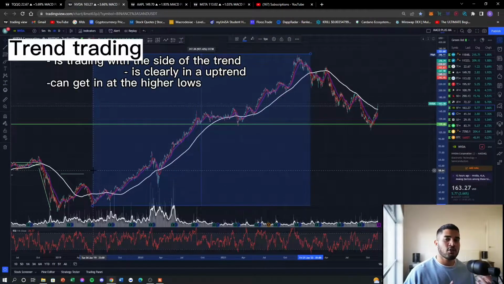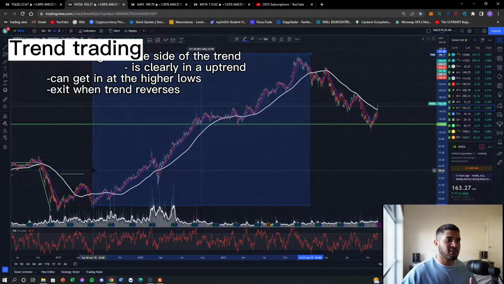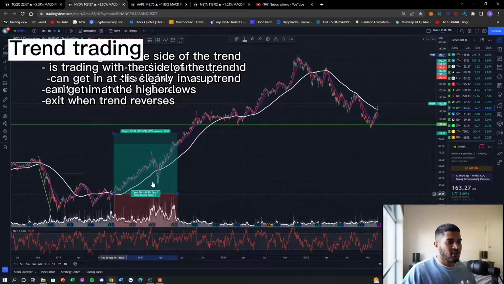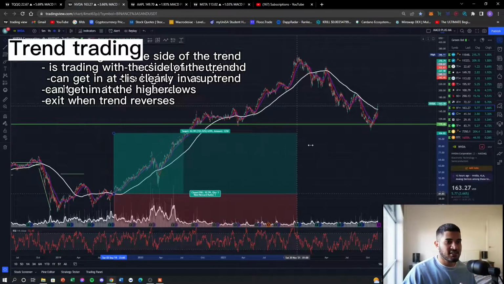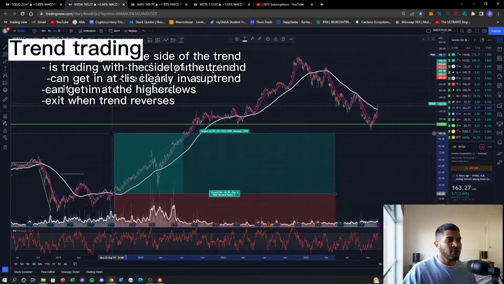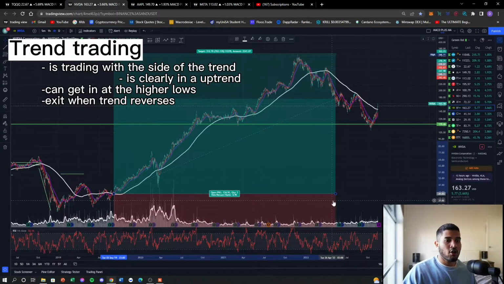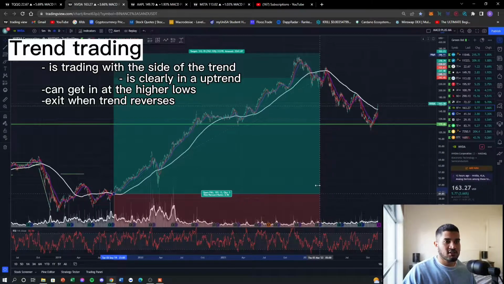So what we can do here is get in at those higher lows and then keep trading until the trend reverses. Let's say we got in somewhere around here, and we're going to keep holding until the trend reverses. Basically, we are quitting the trade only when it makes a lower high or puts in a lower low. So let's just go through this.